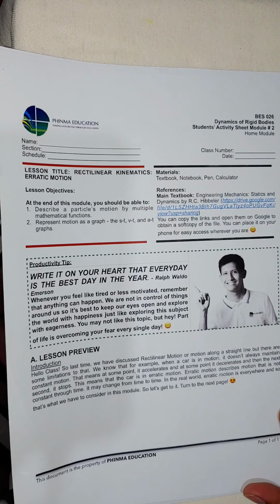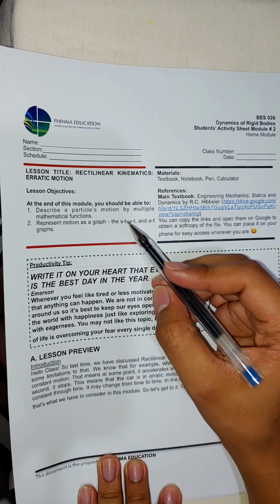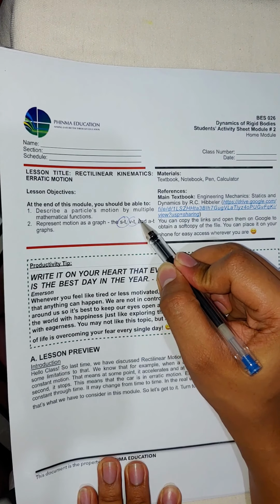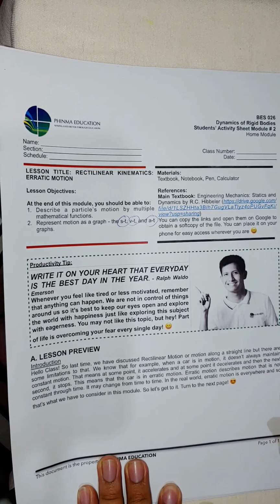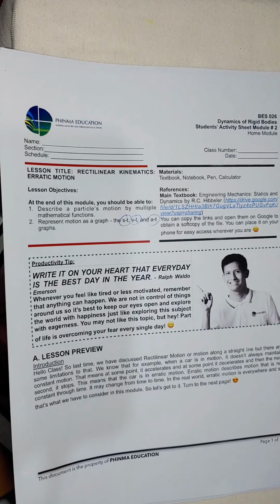Second objective is to represent motion as a graph. So we will graph the motion in the S-T or the position versus time graph, the velocity versus time graph, and the acceleration versus time graph. So last time we discussed rectilinear motion, right? So these are motions along a straight line.